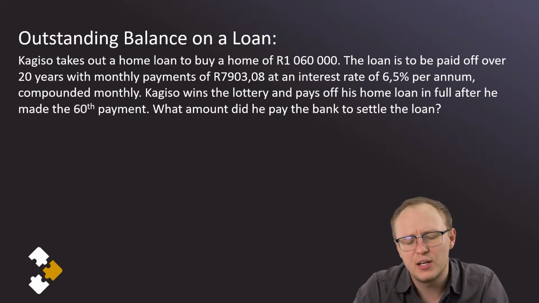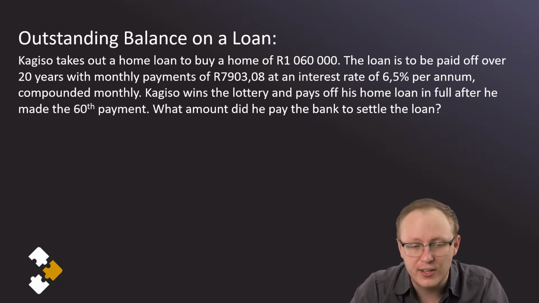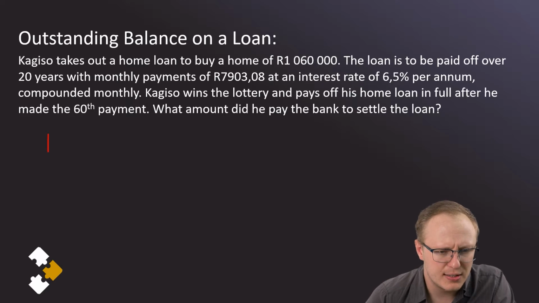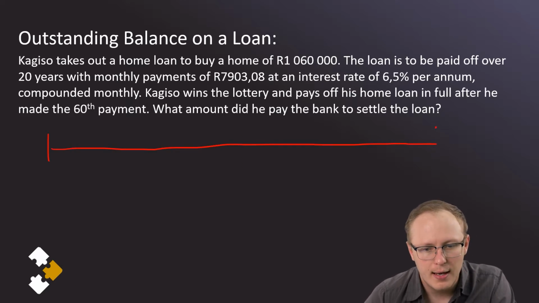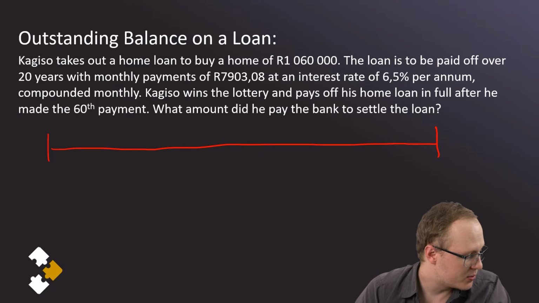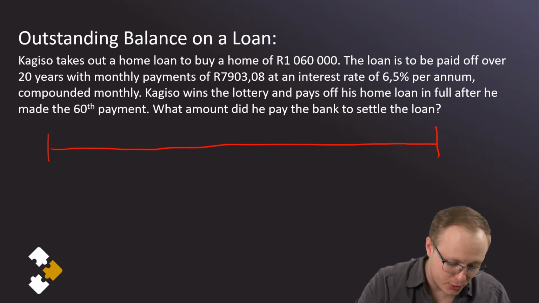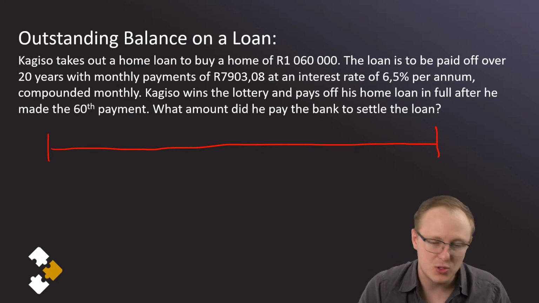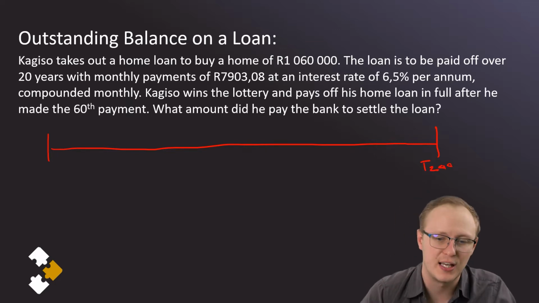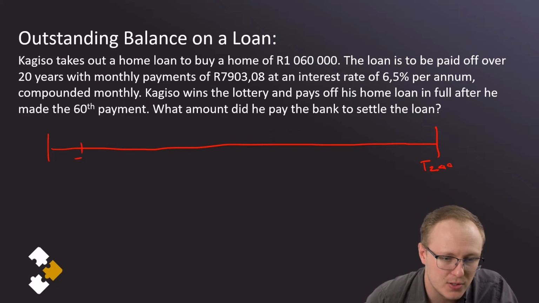Okay, so the amount that he paid in order to settle the loan has got to be the outstanding balance on the loan right after he's made that 60th payment. Right, so let's draw a timeline here. Kagiso took out a 20-year loan and he had to make monthly payments. So 20 times 12 is 240, so that would have been 240 periods over which he had to make these payments. So yeah, it's a long road to property ownership.